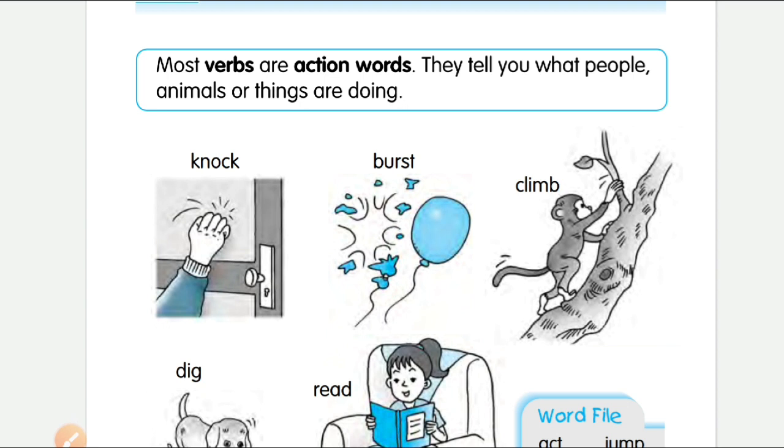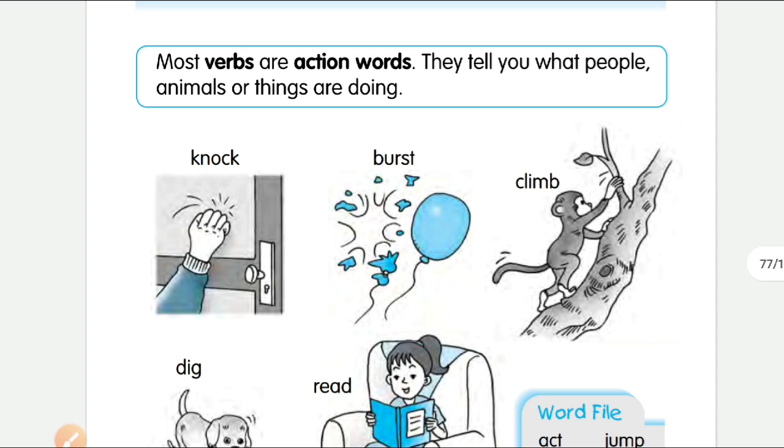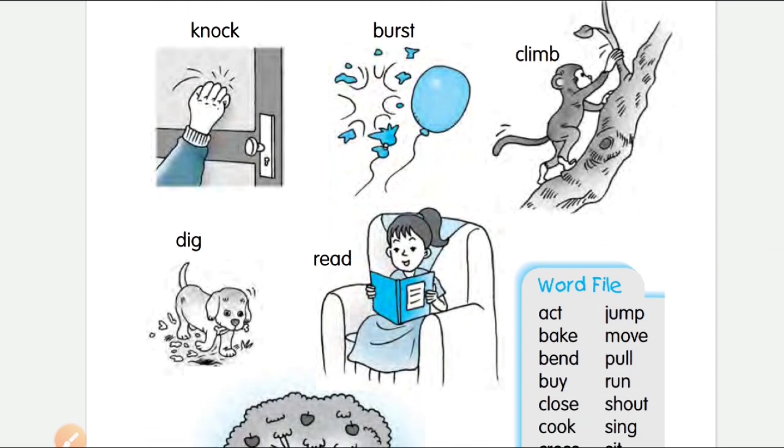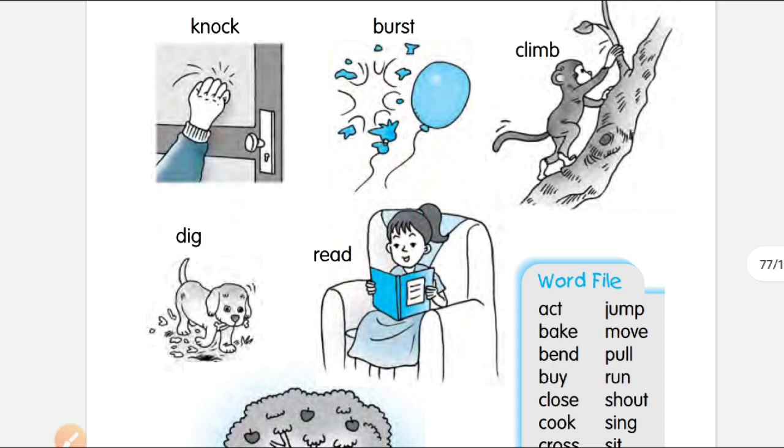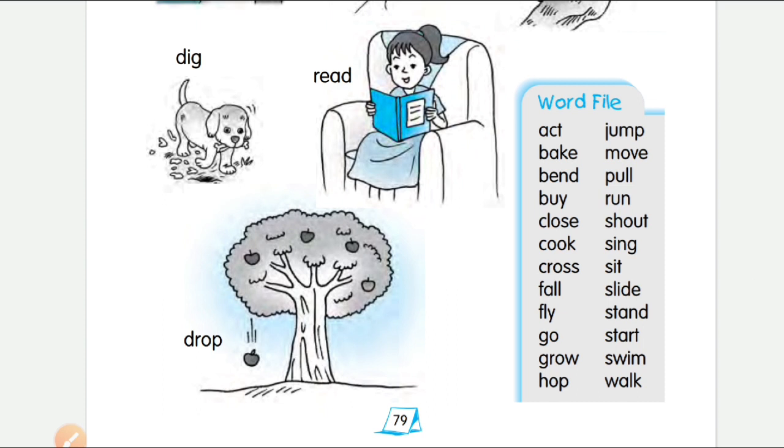So you can see a few pictures here: knock, knocking; burst, bursting; climb, the monkey is climbing; read, the girl is reading; dig, the dog is digging; drop, the apple is dropping from the tree. So all these words are related to actions, like act, jump, back, buy, close, cook, cross, fall, fly, go, grow, hop, jump, move, pull, run, shout, sing, sit, slide, stand, start, swim, walk.